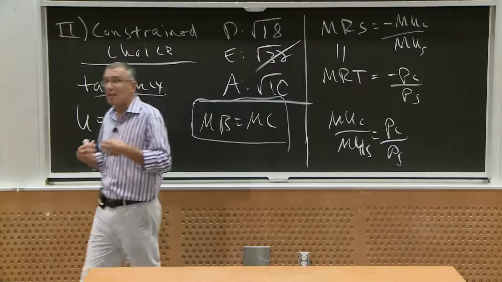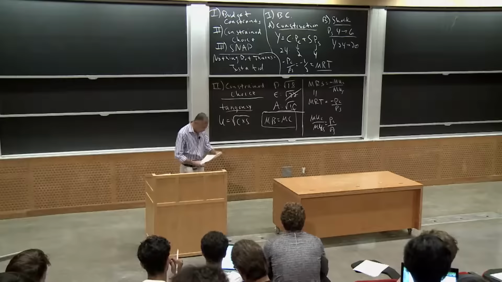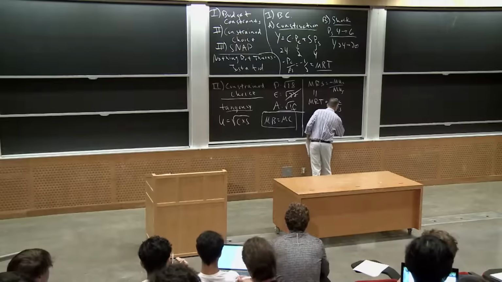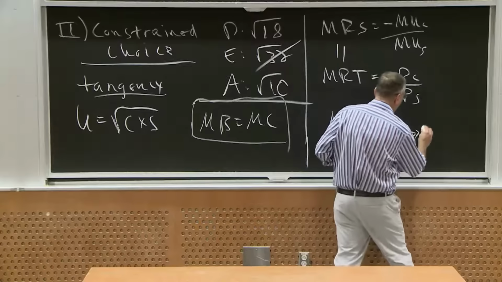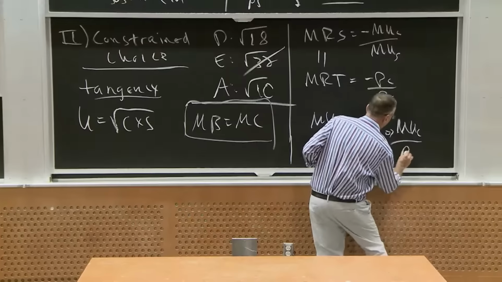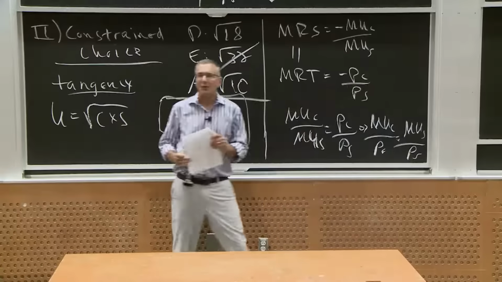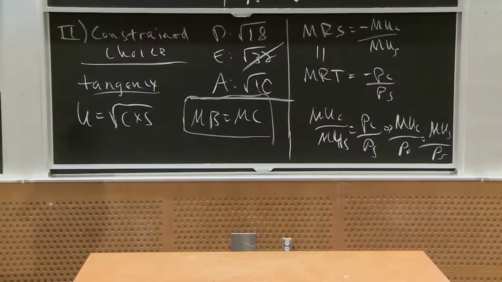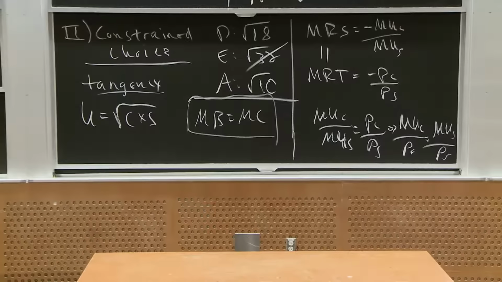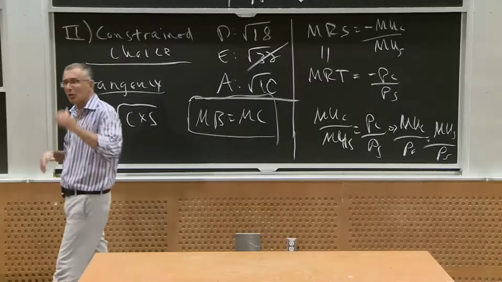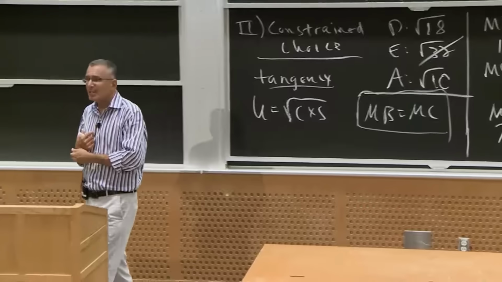Now, I find this is a hard formula intuitively. I like to rewrite it for my own intuition in this way. I like to transform it and write it as MUC over PC equals MUS over PS. And I call this a bang for the buck equation. Think of it as you want to consume pizza and cookies until the ratio of your happiness from each good to the price of that good is equal to all the other goods. It's your bang for your buck. Your bang is your marginal utility. Your buck is what it's going to cost you. Okay? Different ways of thinking about it.